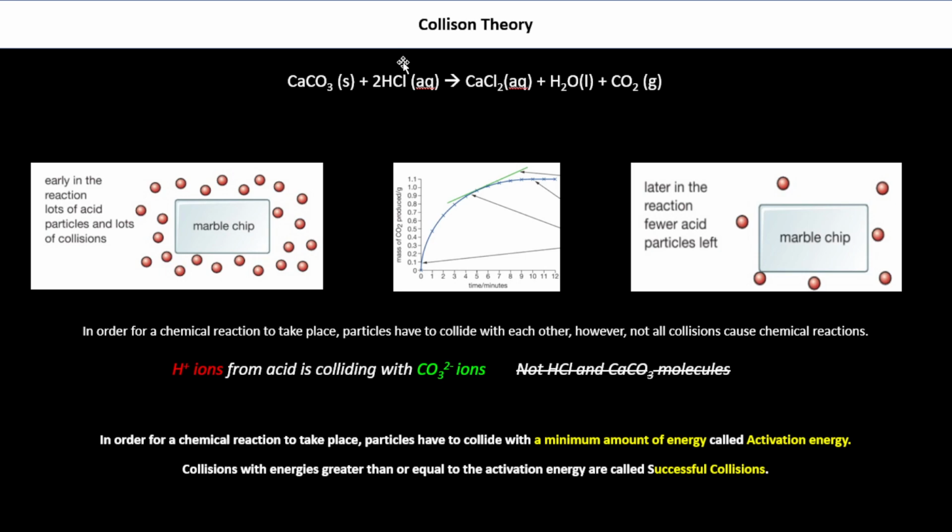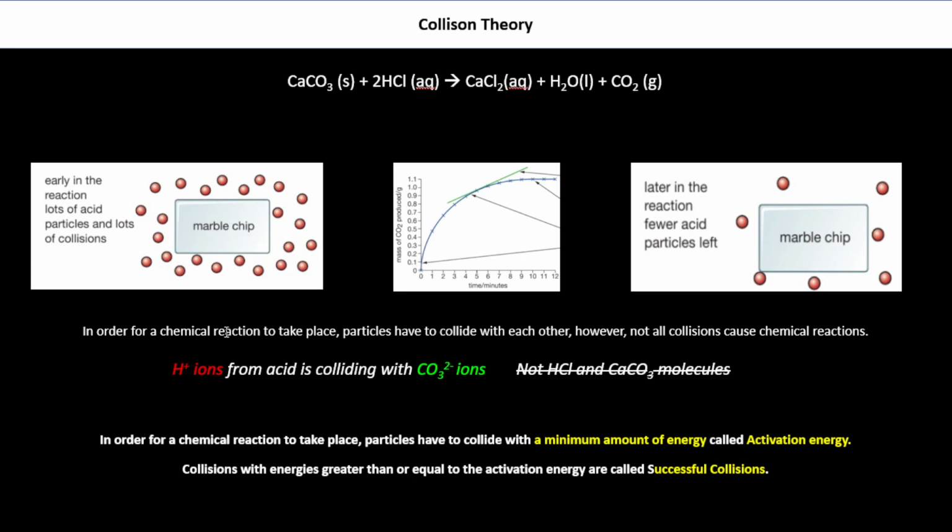Now, collision theory. Okay, let's try to talk a bit about this. So in order for any chemical reaction to take place, any chemical reaction that you have learned before, they are happening because particles are colliding with each other. But then again, not all collisions cause chemical reactions. Some just bounce off each other. For example, let's take a look at this here.